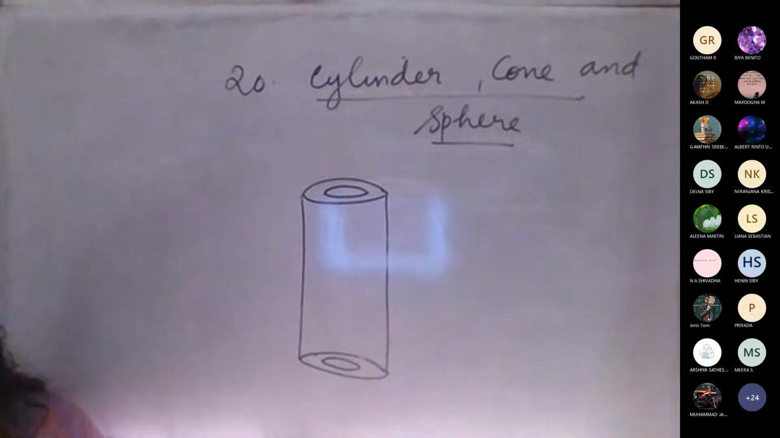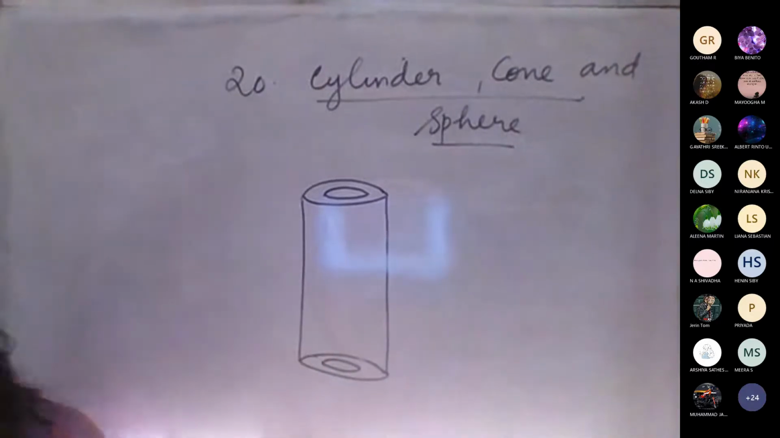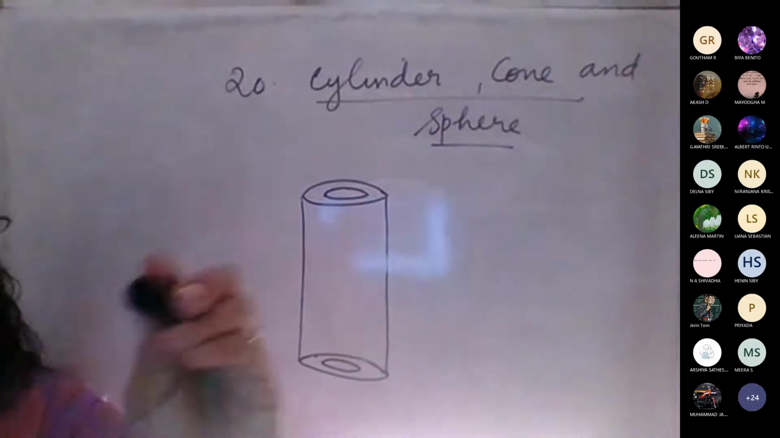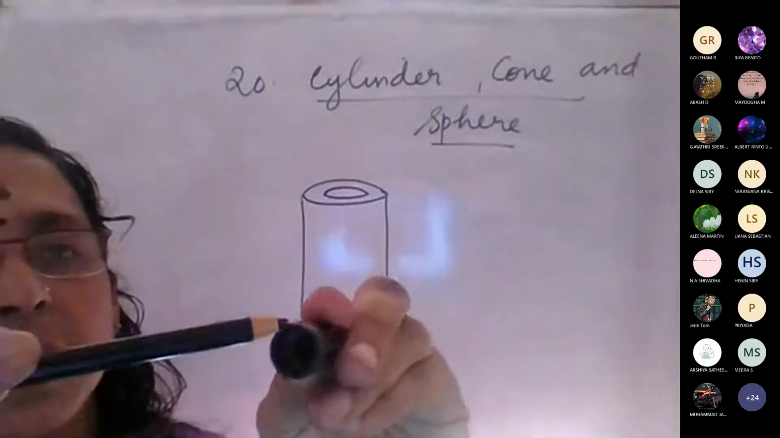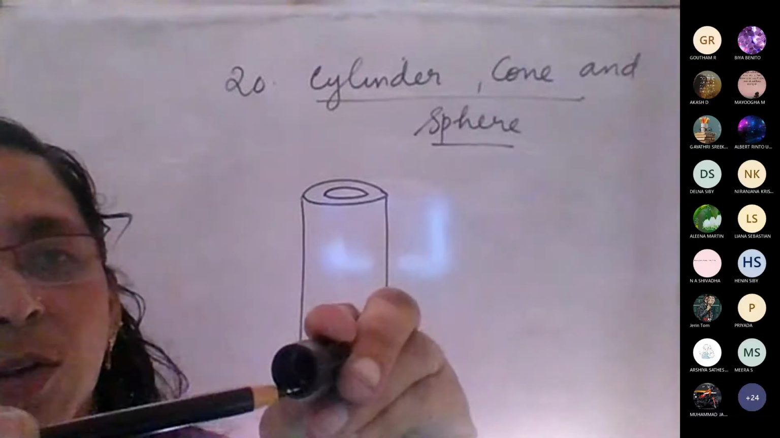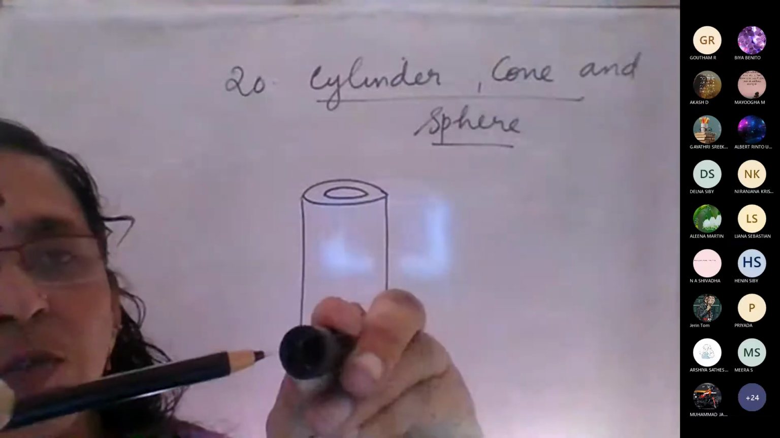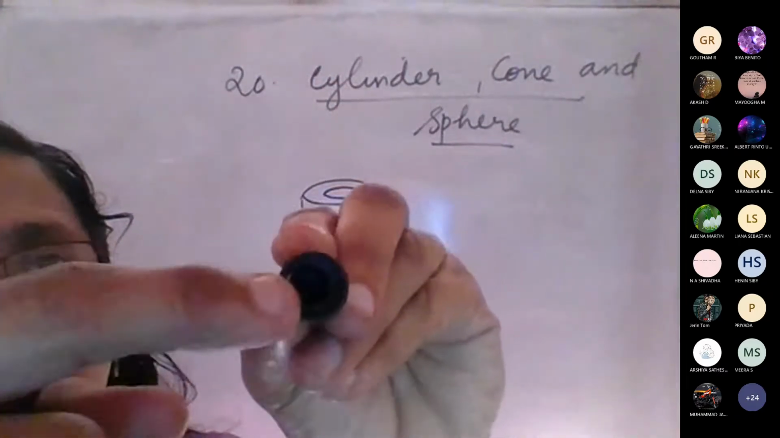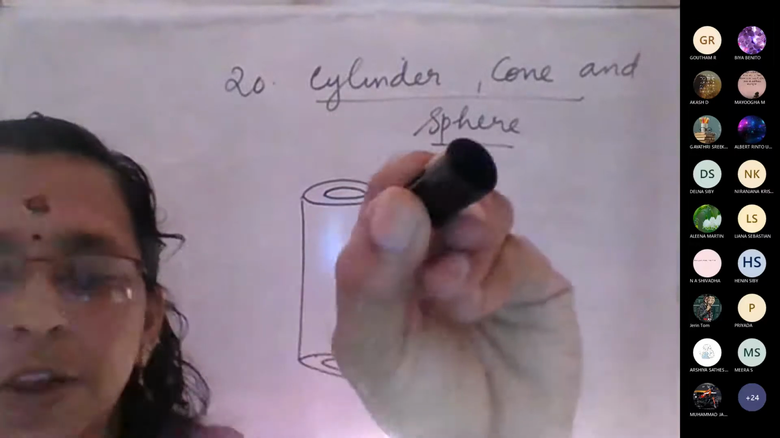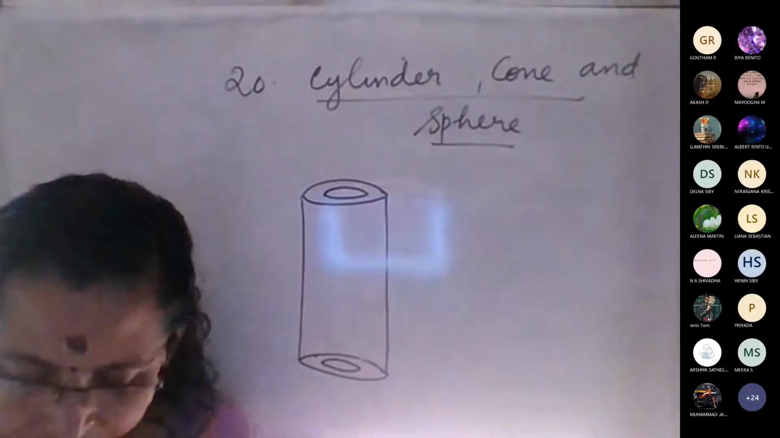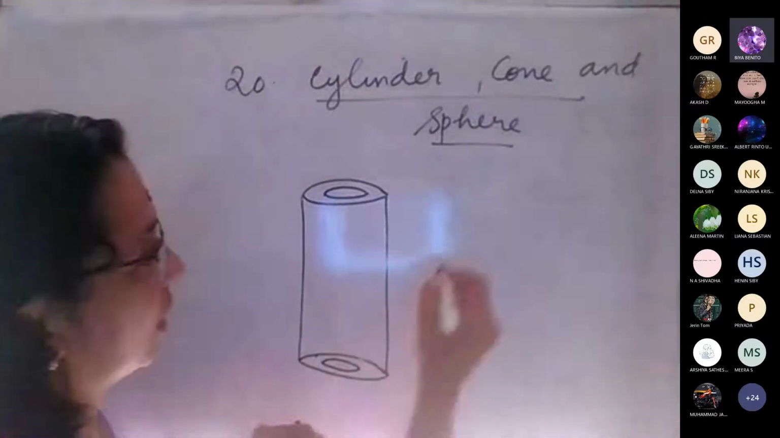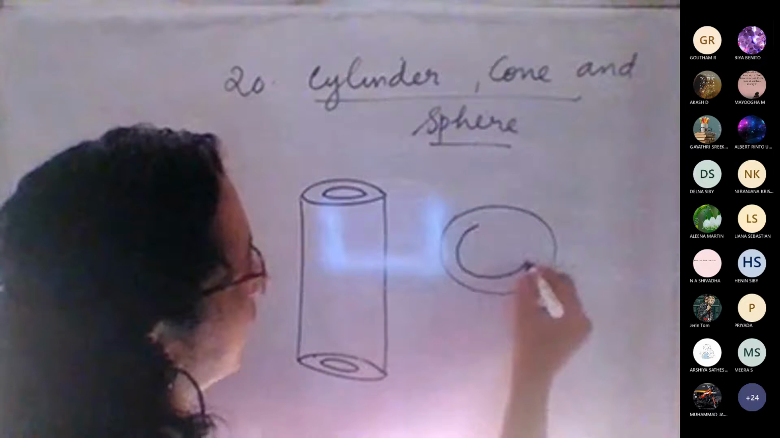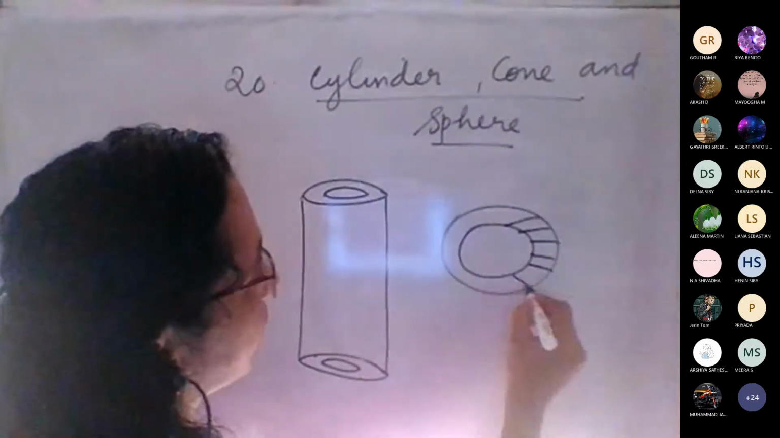Then what about the thickness? Consider this top. Outside there is one circle, and inside also one circle is there. So what is this thickness? This is known as the thickness. How can we find the thickness? From the center to the circle shape here.